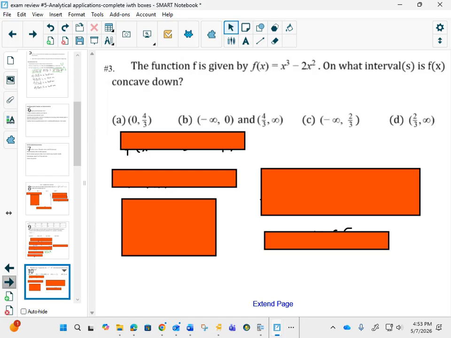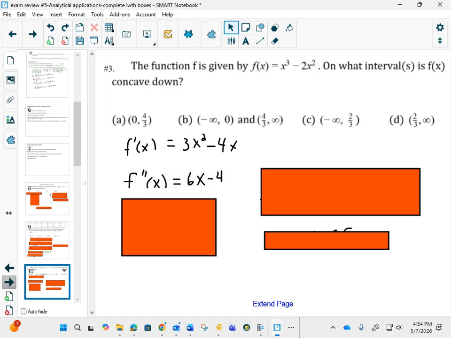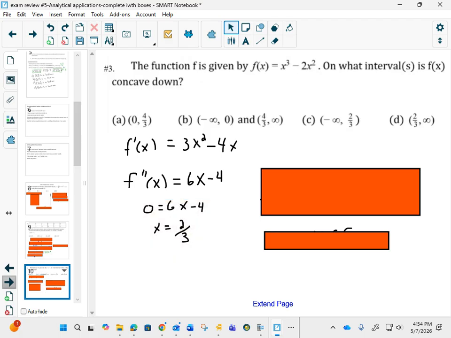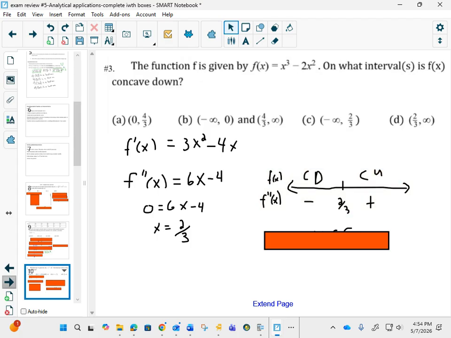Function f given by this, concave down. What does that make you think of doing? Second derivative. Is that hard to do? No. Second derivative, 6x minus 4. Set that second derivative equal to 0, you get 2/3, and if you draw your number line, we plug things into f double prime. It's positive to the right, negative to the left, concave down before, concave up after. So it's going to be c, from negative infinity to 2/3.